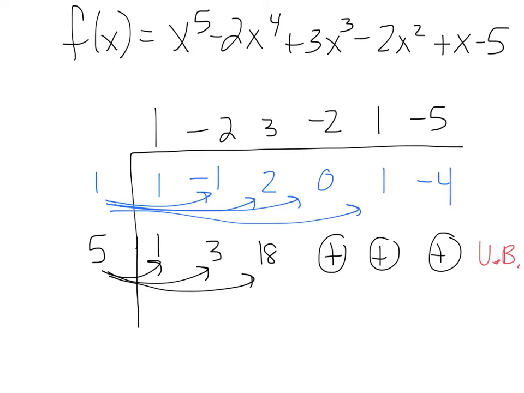Okay? So what this tells us is that there are no roots above 5. There are no roots above 5. So we still have to try negative 1, obviously. Let's go ahead and try negative 1. Let's see if that's a rational root.